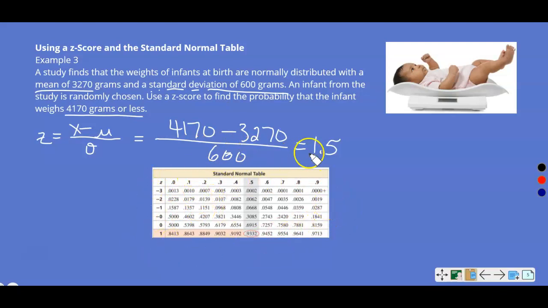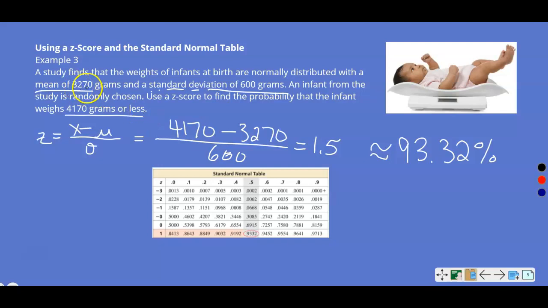So you can see that 1.5. If we go down the z-score column, it doesn't have 2 and 3 on here, but if we go down to 1, which is all we need, and come over to 0.5, it's about 0.9332. So that means there's about a 93.32% probability that a baby will weigh this many grams or less.